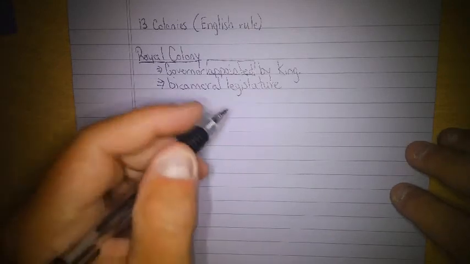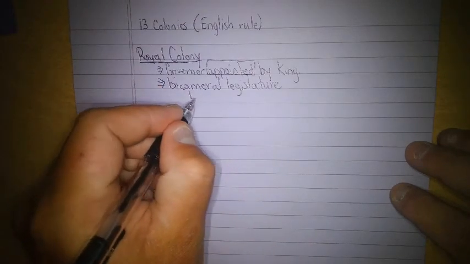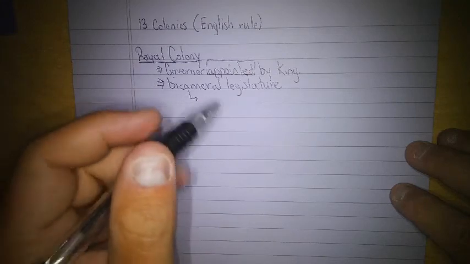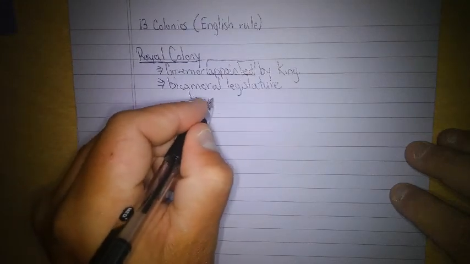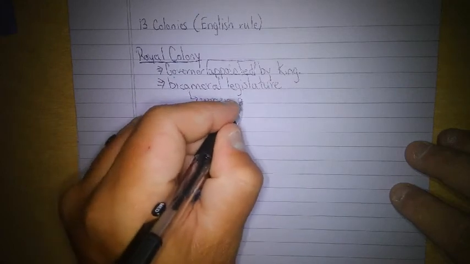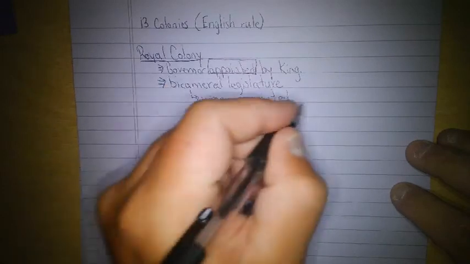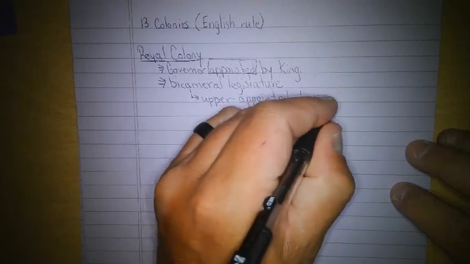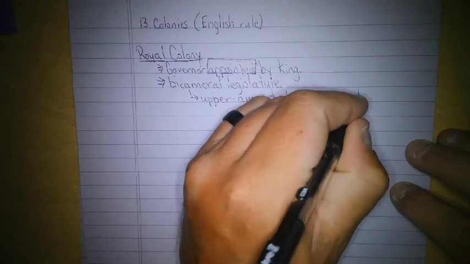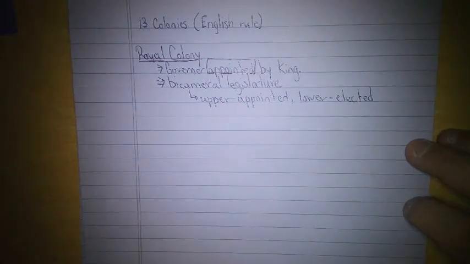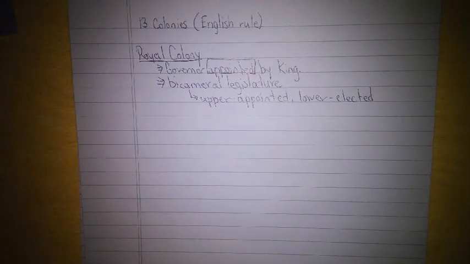Now, we need to jot this down. It's two houses, so I would draw a little arrow from bicameral. I'd put upper house is appointed. The upper house is appointed while the lower house is elected. Now, are they letting everybody vote in a royal colony? The upper house is appointed by the king, while the lower house, the colonists are getting to vote for who makes up. But are all the colonists able to vote? No, it's simply the ones that own enough property to do so.